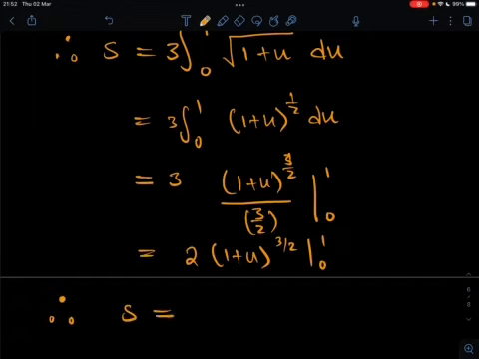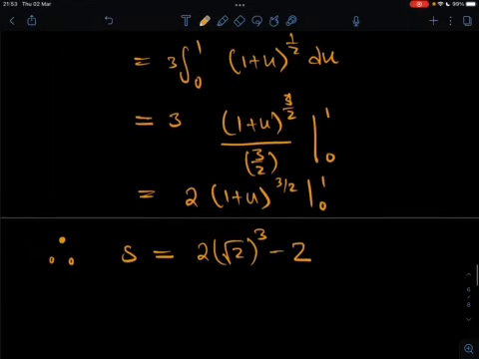So what is S? First we put 1, so we get 2 to the power, what? So root 2 cubed. Then we put 1, so we just get minus 2. So you can either leave your answer like this, or you can see if you can put it in a much nicer form than this. But yeah, I'll just leave it there.